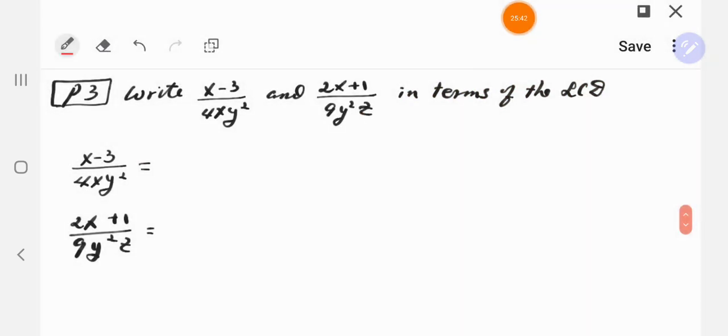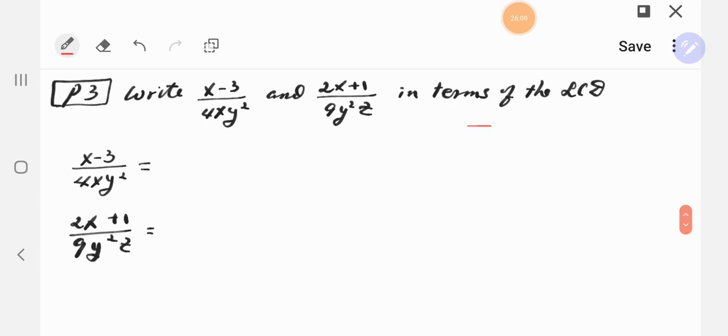Okay, problem 3, write two fractions in terms of the LCD. Please pause this and then rewrite the fractions. Okay, then let's try. Let's find the LCD first.